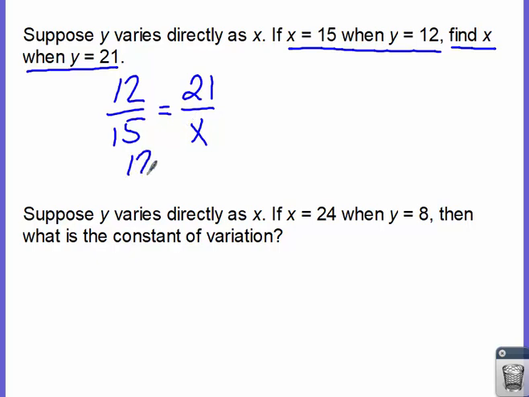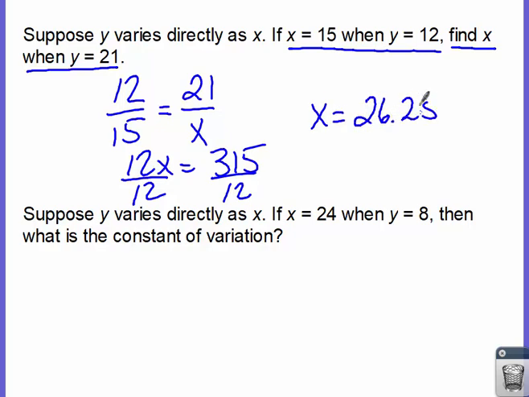X times 12 gives me 12x, 15 times 21 gives me 315. We divide by 12. We find out that x is equal to, I believe, 26.25. That's all there is, because yes, you can have a decimal as an answer. Now let's look at this one last one, and then we'll be through with this video.